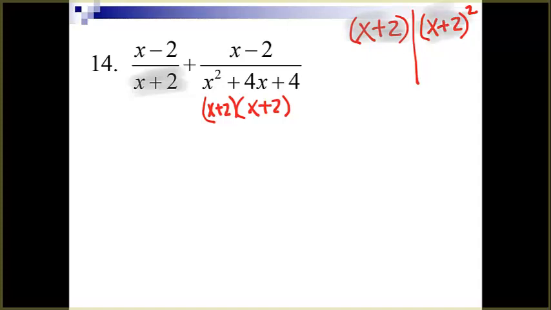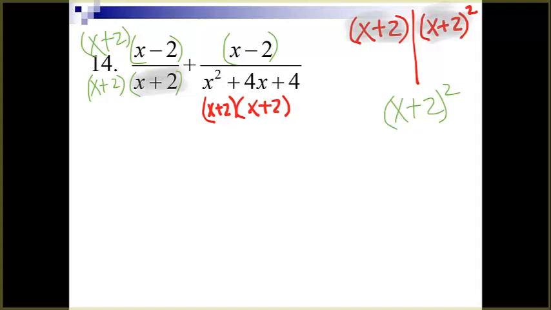The highest exponent of that x plus 2 is the x plus 2 quantity squared. So now you have to ask yourself, for the first one, what's it missing? Well, it has an x plus 2, but it needs another x plus 2 from that common denominator, because this has 2 of them. So when you do that, you have the x plus 2 and the x plus 2 on the top and bottom, and I would put the binomials in parentheses just to remind you to do that.